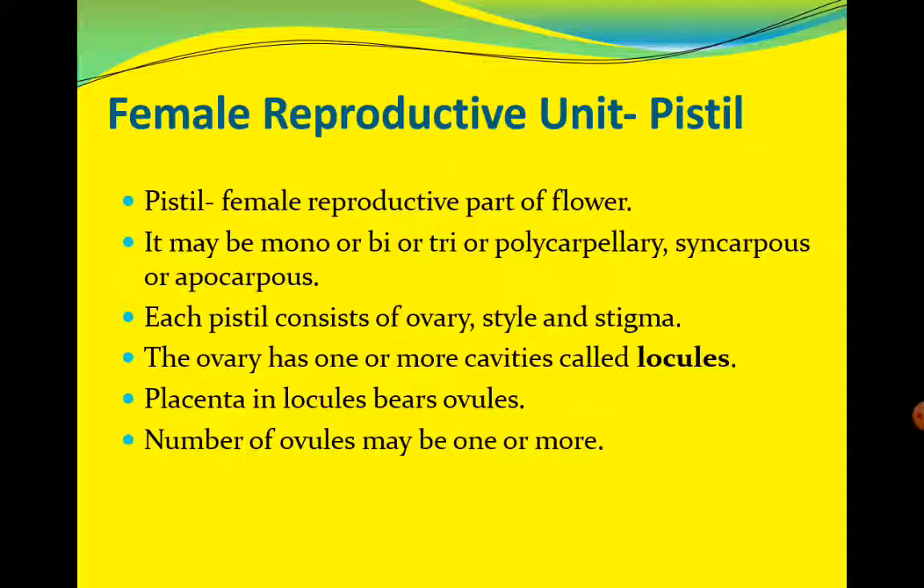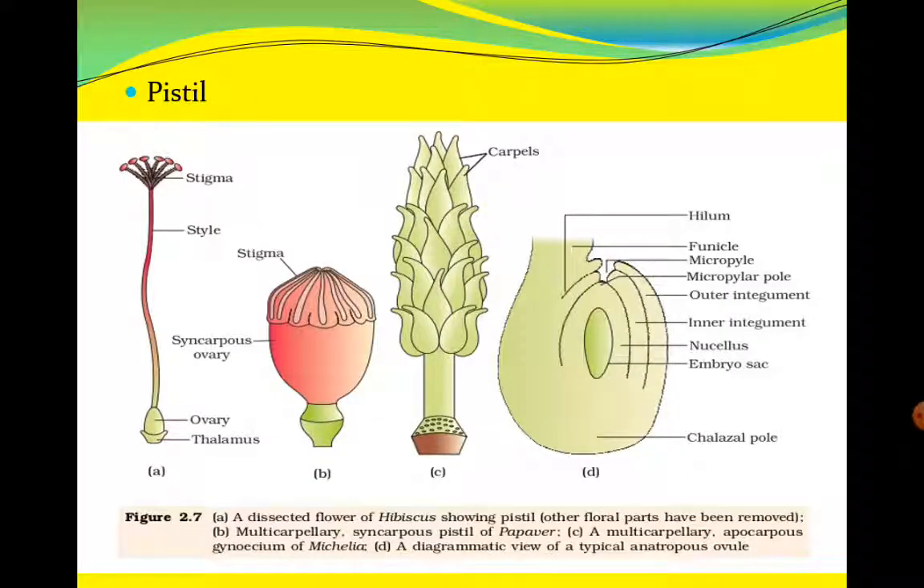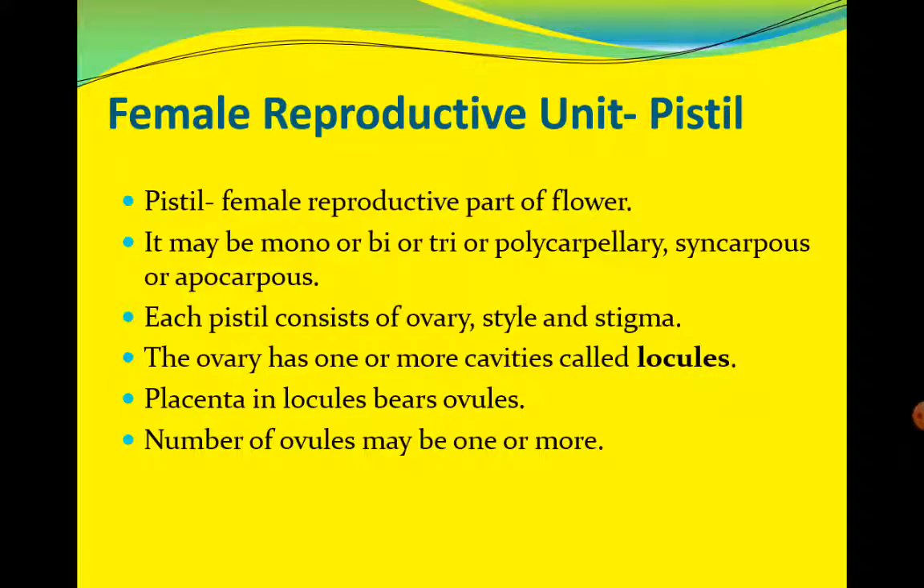Each pistil consists of three parts: ovary, style and stigma. As you can see in this diagram, figure 2.7a, you can see the stigma, style and ovary. Figure B is showing syncarpous condition and figure C is showing apocarpous condition.